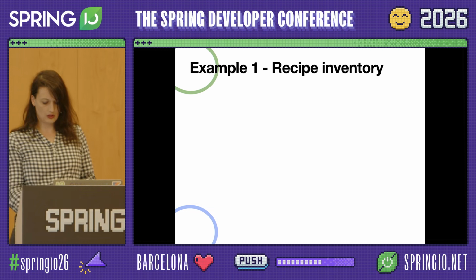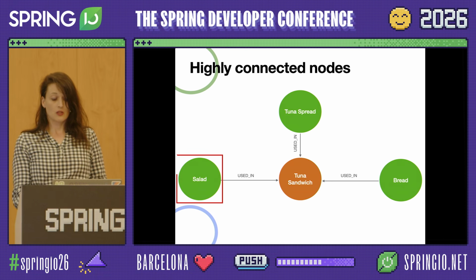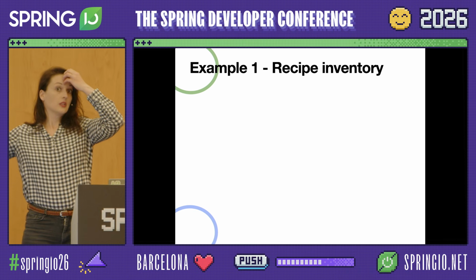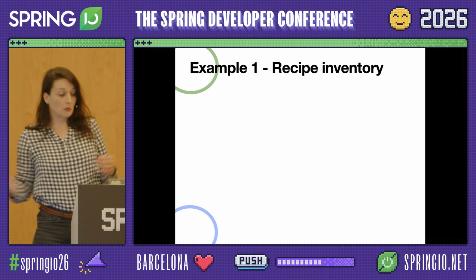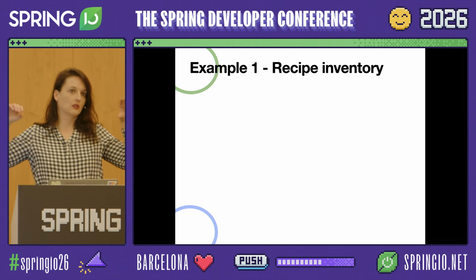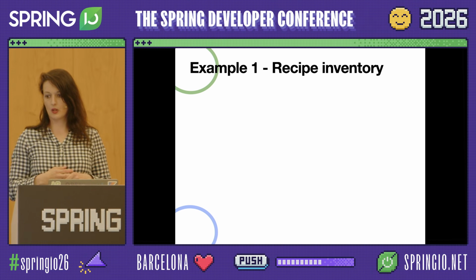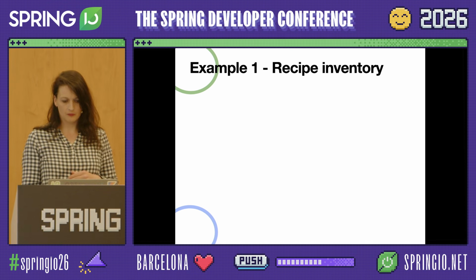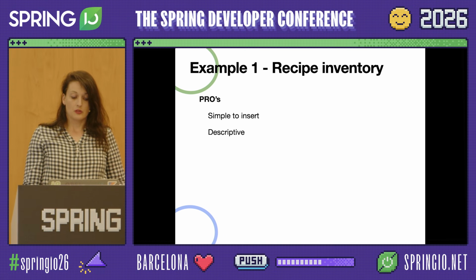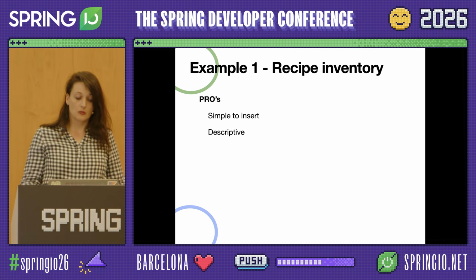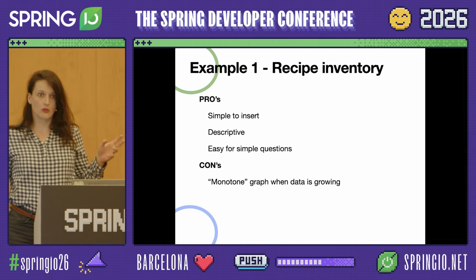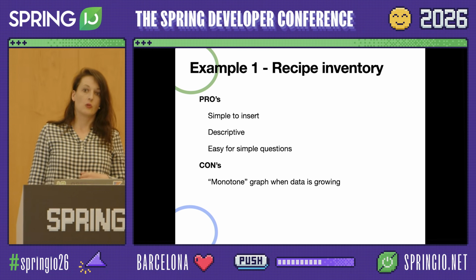Because a lot of the sandwiches we eat nowadays have some salad and some bread. So if I'm going to a graph that is representing 1 million recipes, all holding bread and salad, those nodes are highly connected to each and every recipe. And they become a bottleneck in querying. But this graph would still hold for a very small business. So it's a good graph in a way that it's simple to insert, it's descriptive, it's easy for simple questions. And the con is that it's a monotone graph, when your data is growing, your solution is not fitting your business anymore.